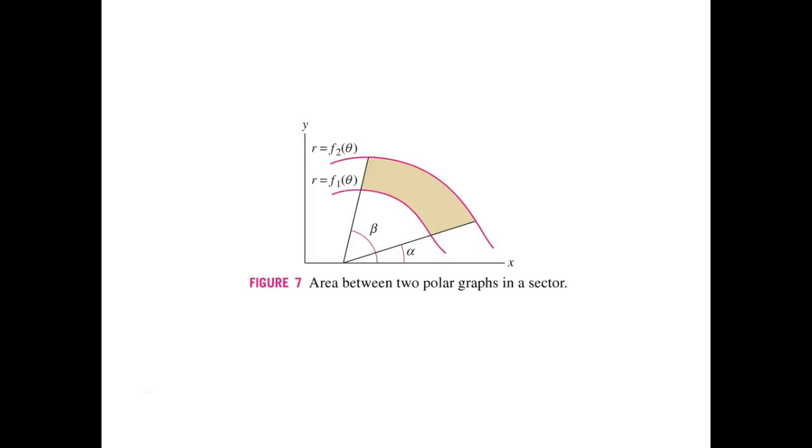But if you're looking from alpha to beta, the difference between this F2 of theta and F1 of theta. Now, I don't know if you remember, back when we did this in rectangular coordinates, we required that F2 always be greater than or equal to F1 for a given theta. And it looks like that's going to be the same requirement here. You don't want this one doing this and that one doing that. Otherwise, you'd have to split it into multiple intervals of theta to look at separately. Okay, so that's just area between 2 graphs, how that would look.